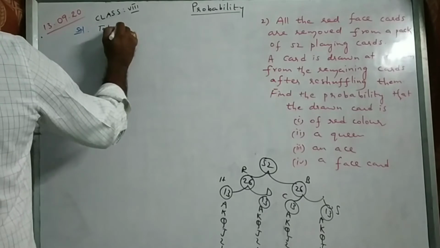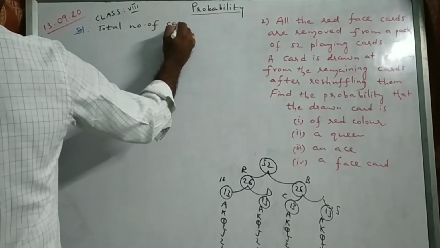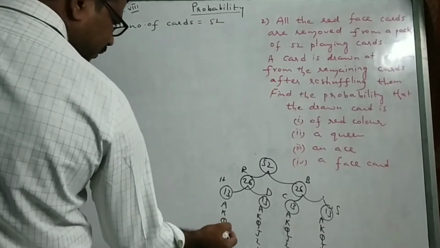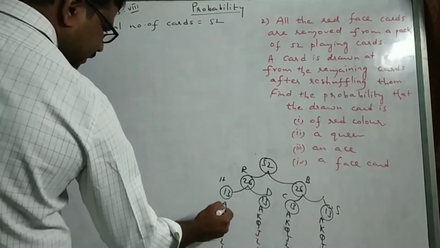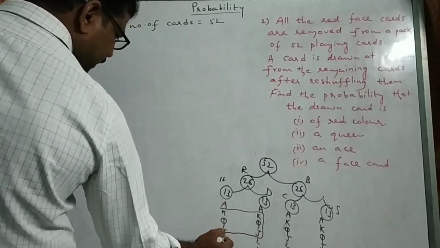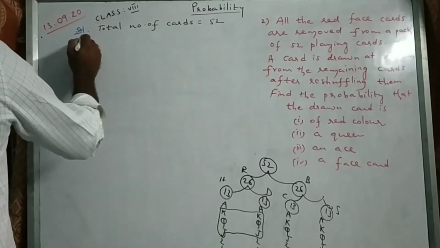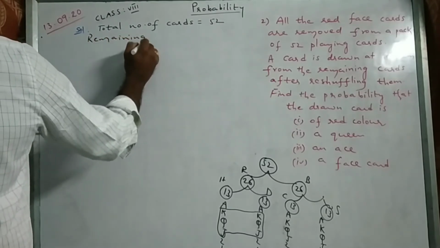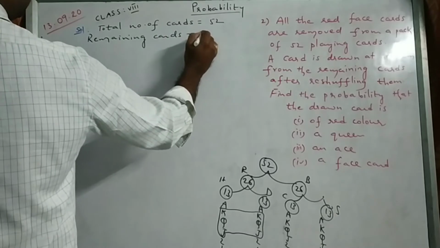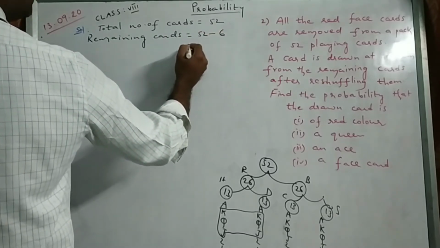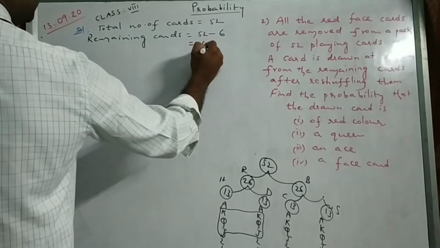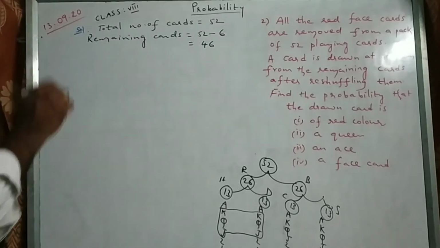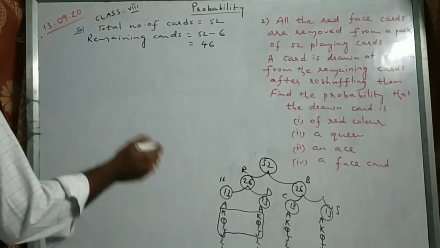Now you see all the red face cards are removed. Total number of cards are 52, right? From that red face cards are removed. Red face cards, how many we have? Here 3, here 3. King, queen, jack, these 6 are removed. So remaining cards equal to 52 minus 6, all the red face cards are removed. That means 46 cards are there, right? Now from this 46 cards only I want to pick up what is required.